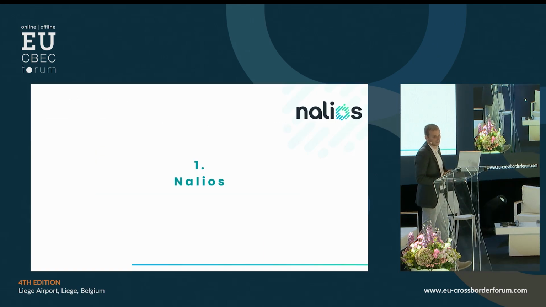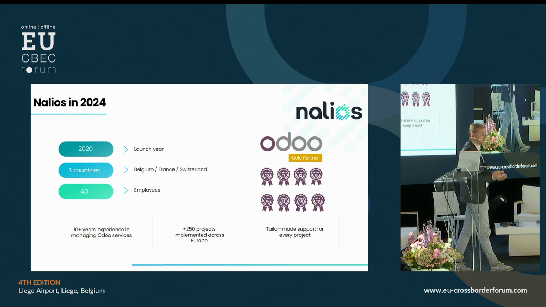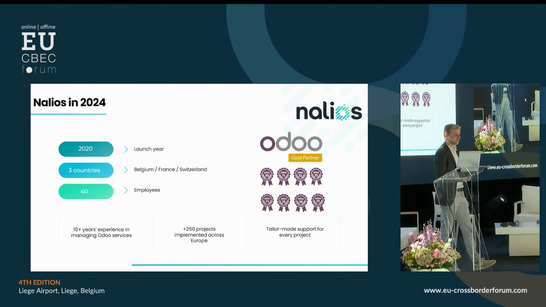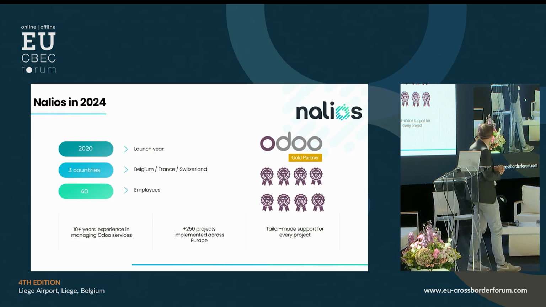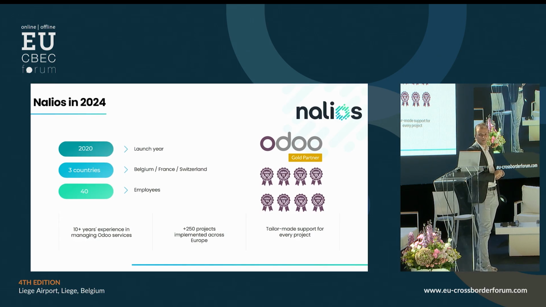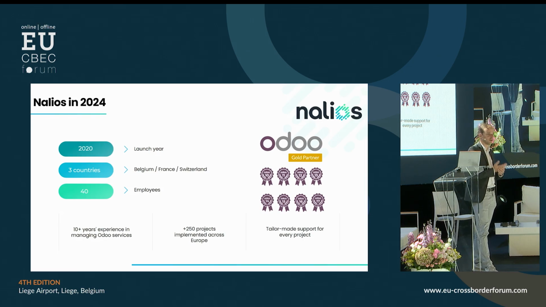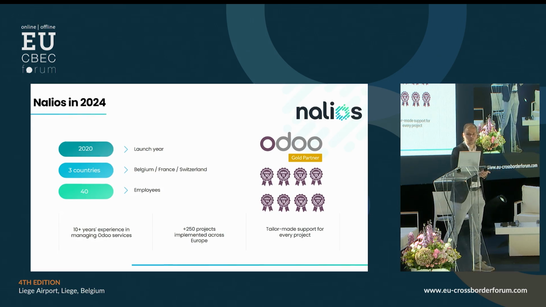But at Nalios, so what is Nalios exactly? We only implement Odoo. I will explain what Odoo is just after, because some of you maybe don't know what Odoo is. We started the company in 2020. We are now in 3 different countries. So we have 2 offices in Belgium, 1 in France, 1 in Switzerland, and we are almost 40 employees now. And we only do Odoo. So we help our customers using Odoo and finding the best solution with the system.